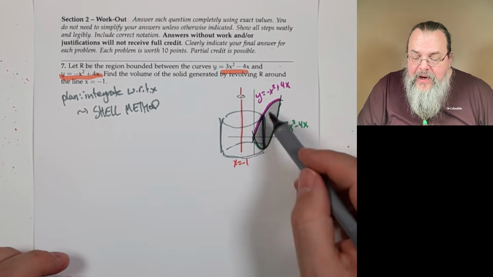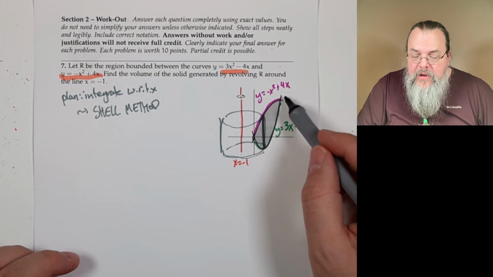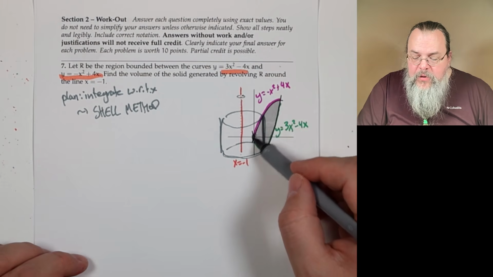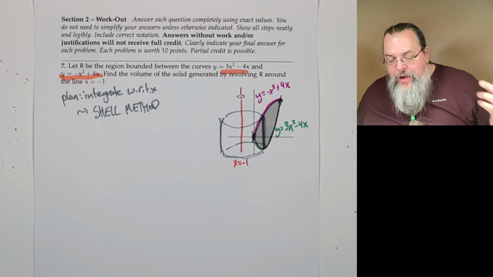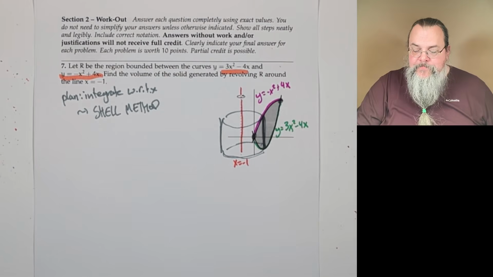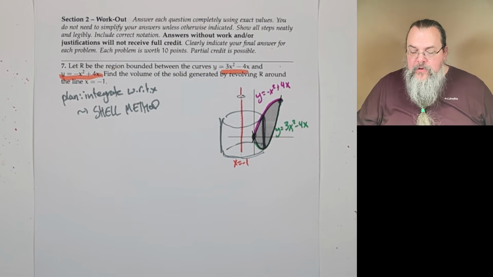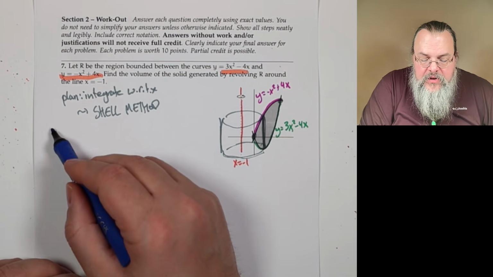We know how to figure the height. That's the difference. We know where we're spinning around. The only thing that we need to figure out is where do we start and stop. Okay, so we need to find where these two parabolas intersect each other. All right, so let's do that. So where do our parabolas intersect?